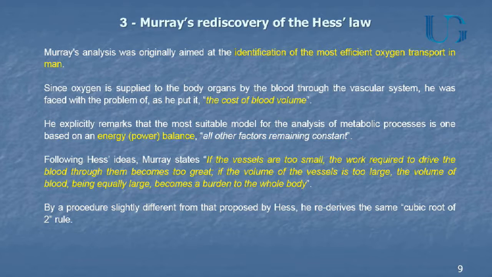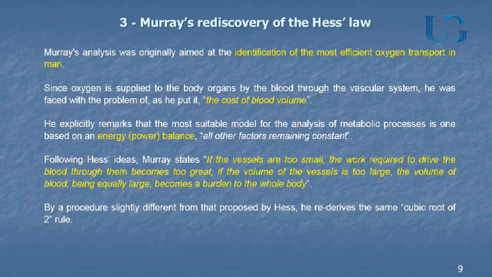And he wanted to identify the most efficient means of transporting this oxygen to the cells. Of course, the oxygen is transported by the blood circulation. So he tackled the problem in a very similar way as Hess did. He said, if we have capillaries that are too small, then the pressure drop is too high. If the capillaries are too large, the pressure drop is small, but you have a lot of blood circulating through the system. So you have a lot of pumping work, which is called cost of blood.